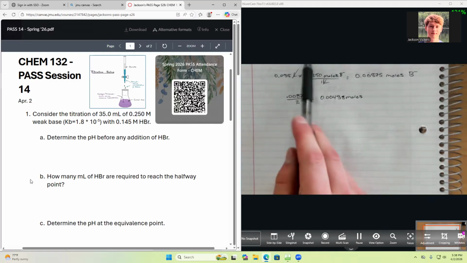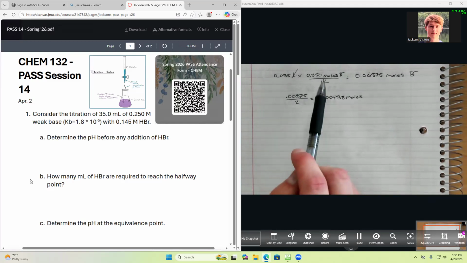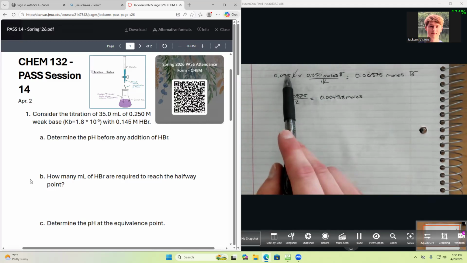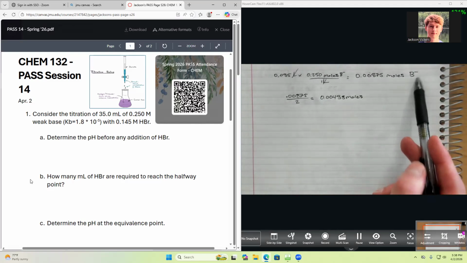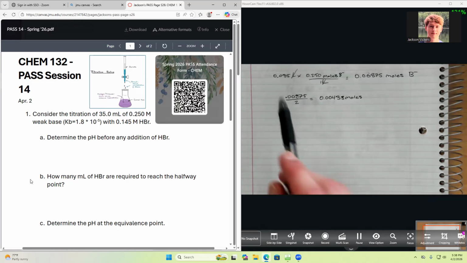So, first things first, we know that we're reacting something away. So we have to go from molarity to moles. We're taking the molarity of our weak base, multiplying it by that volume of 35 milliliters, and we get 0.00875 moles of our weak base. That should be good. Now, again, we said the halfway point is once we've reacted half of that away. So I'm going to take that value in moles and divide it by 2.